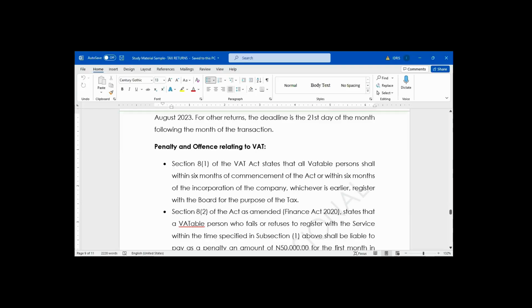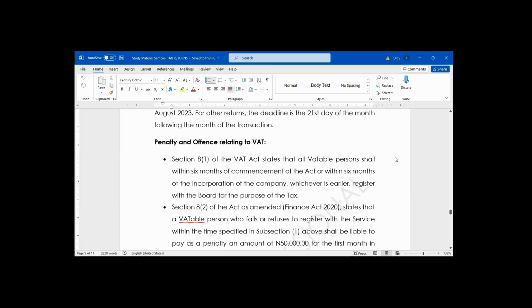Take for instance now, if you render service to any government ministry, or you render service to banks, or you render service to telecommunication company like MTN, if you include VAT in your invoice you send to them, they will not pay you the VAT. That VAT, they will go and remit it direct to government. That is VAT deducted at source. Hope my explanation is clear. Do we understand? Yes, sir.